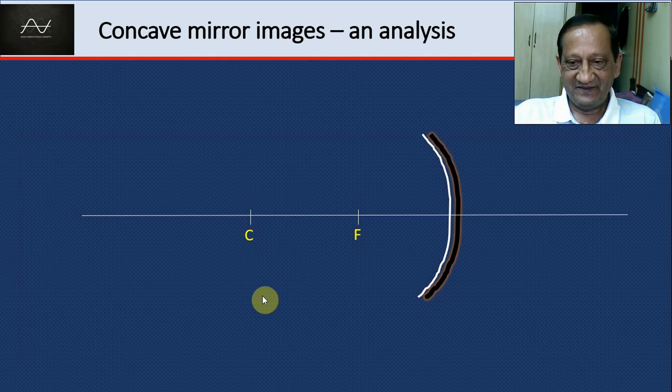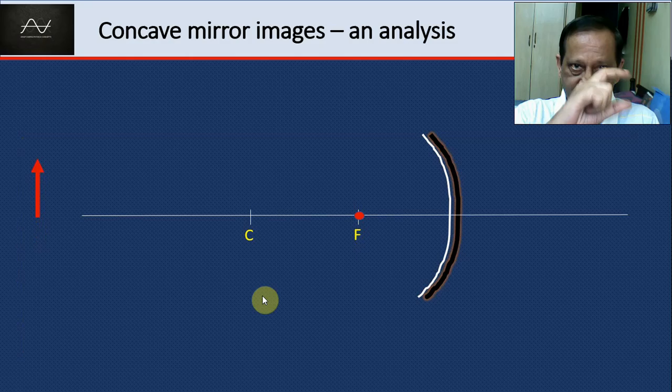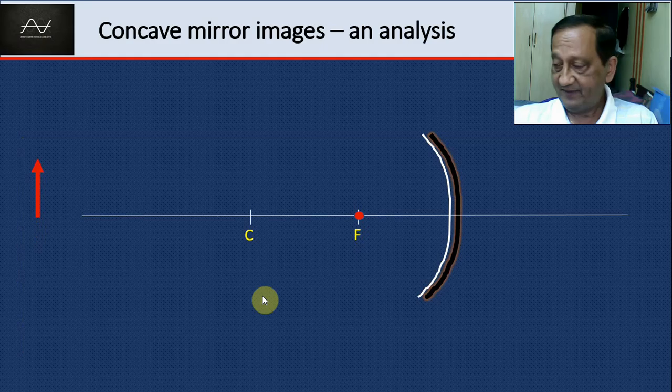I have the concave mirror, the focal point, and the center of curvature. I start with the object at infinity. Same object, so this red arrow is going to be of the same size. But right now it is at infinity. Where was the image? Image was at the focal point.